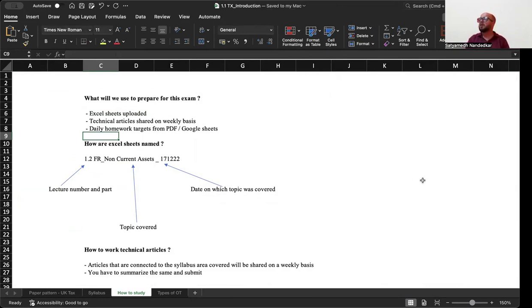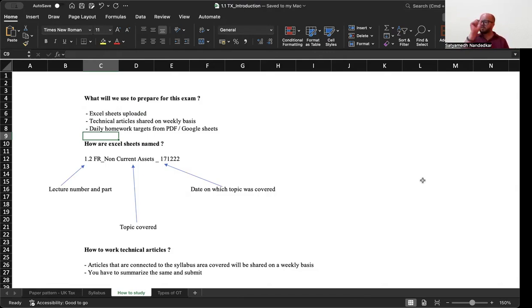Apart from that, the technical articles and other things that I will share with you, you have to focus on those. And most importantly, the daily targets in terms of preparation that will come from my end. These are the 3 pointers that you should swear by.